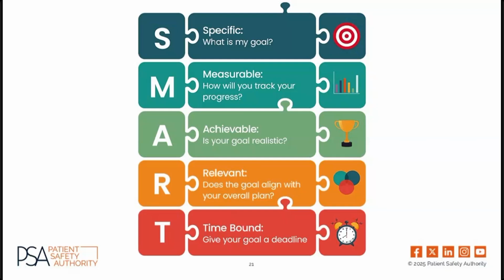Of course, we want our goals to be relevant. So does the goal really align with the overall facility plan? And then we want it to be time bound. So we want to give your goal a deadline so that we know when we want to have it completed by.